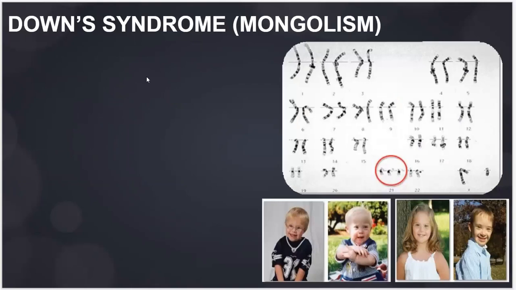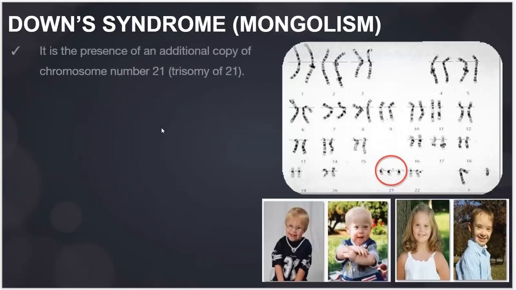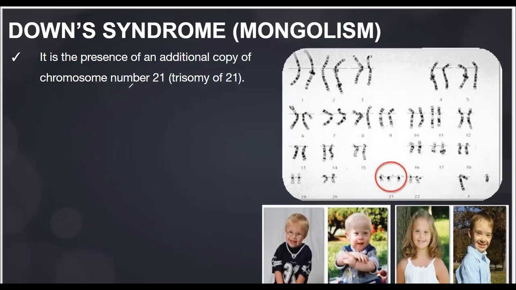Now we move to Down syndrome. It is also known as Mongolism. What happens in Down syndrome? Presence of an additional copy of chromosome number 21. So Klinefelter was addition of one X chromosome in the sex chromosome. Here, in the autosomes, number 21, the 21st chromosome has an additional copy.